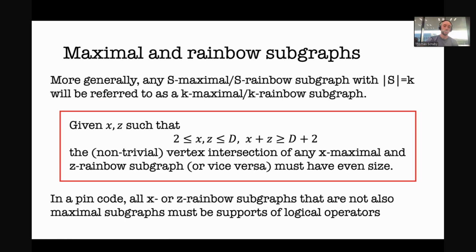And so what does this mean? It means that if we have a pin code, then all X and all Z rainbow subgraphs that are not also maximal subgraphs have to be the support of logical operators, because every X or Z maximal subgraph is a stabilizer, and every X or Z rainbow subgraph commutes with all of them because the intersection is always even. So, unless they're the same thing, the rainbow subgraphs have to be logical operators.